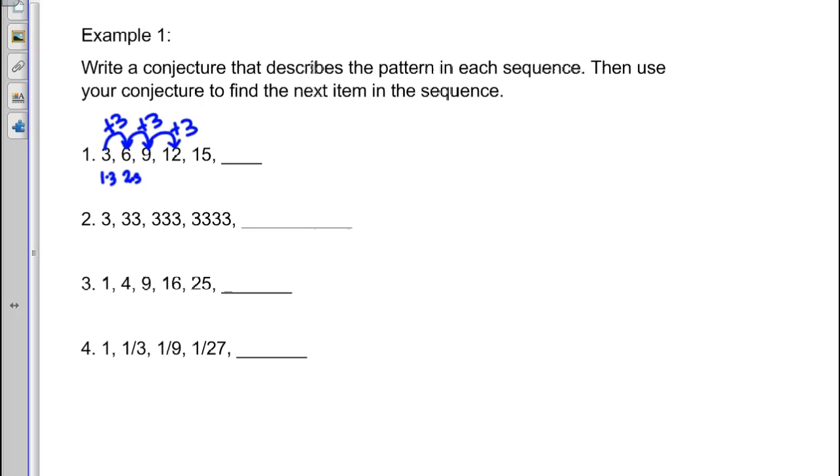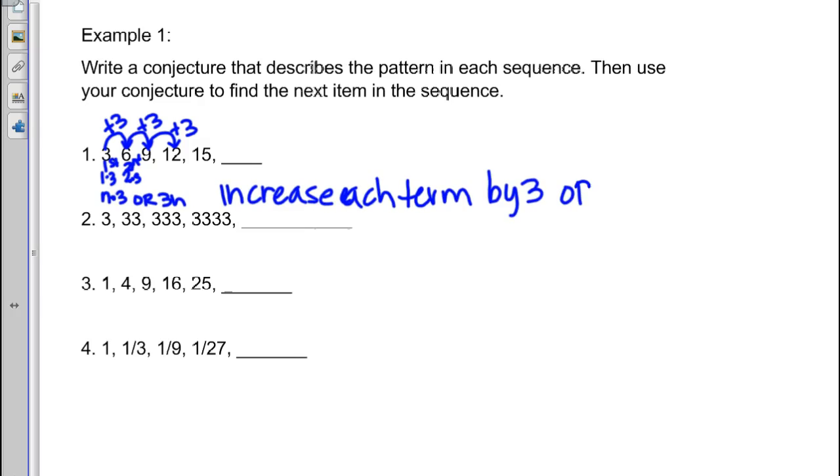Or we can think about term number. This is the first term, the second term, the third term, and so on. And so it's 1 times 3, 2 times 3, 3 times 3, which means n times 3 each time, or 3n. So we can write our conjecture: increase each term by 3, or it's 3 times n, where n is my term number. All right, so the next term in the sequence would be 18.